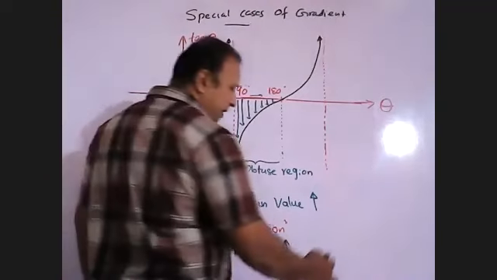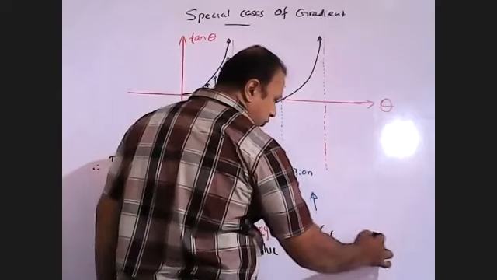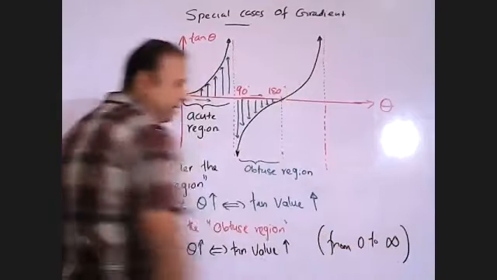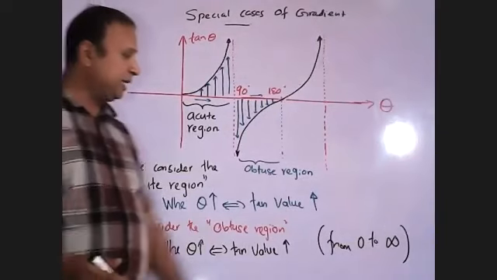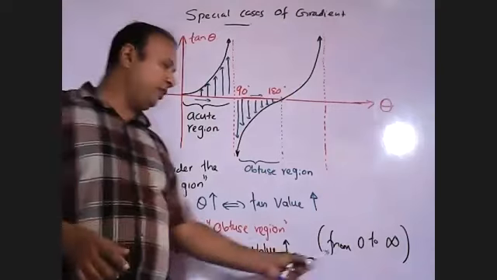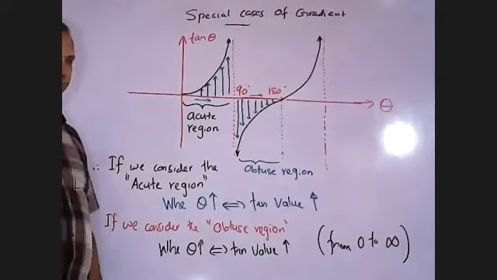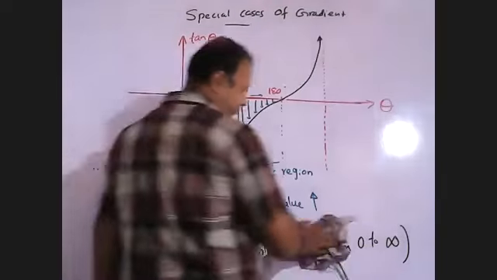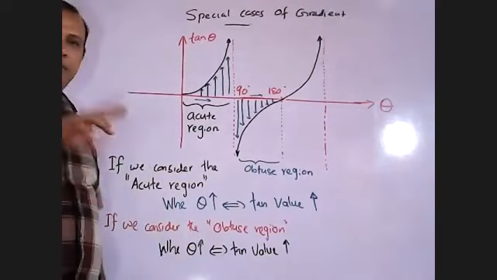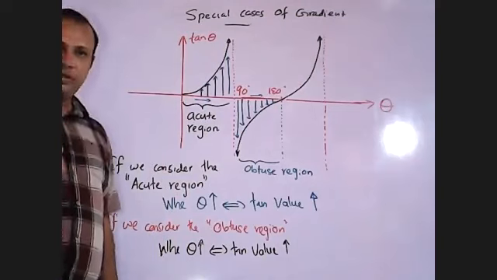Within the brackets, from 0 to infinity. This is the symbol of infinity. From 0 to infinity. Close the bracket. Then next star mark.